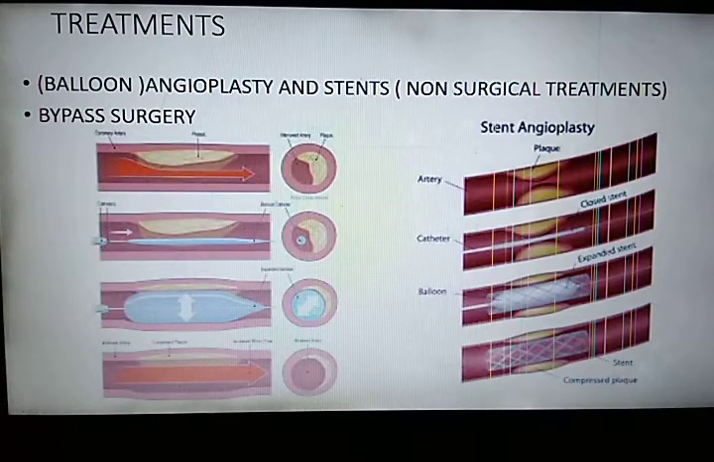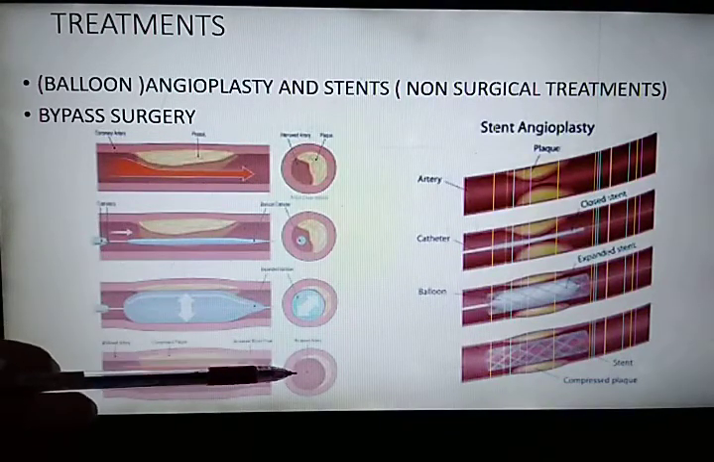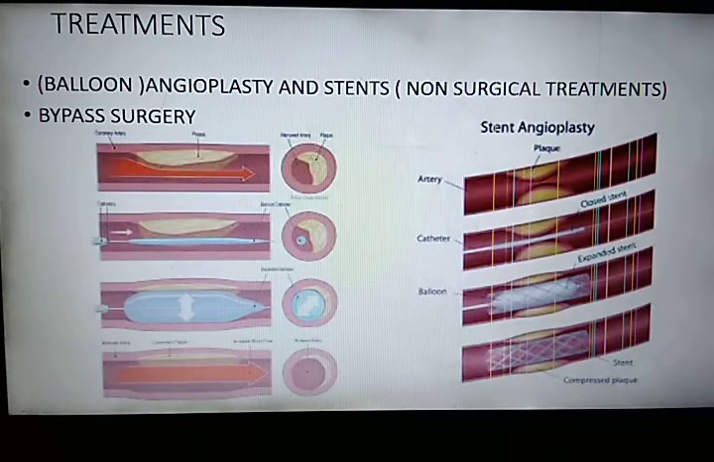After angioplasty also, the person has to be very strict on the diet. A low cholesterol diet, low fat diet has to be taken so that further deposition in the artery is stopped. Second is the stent procedure.